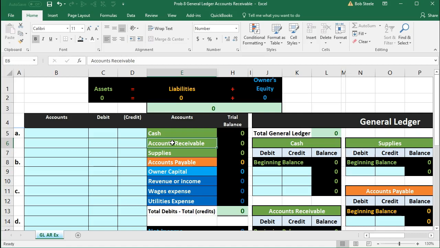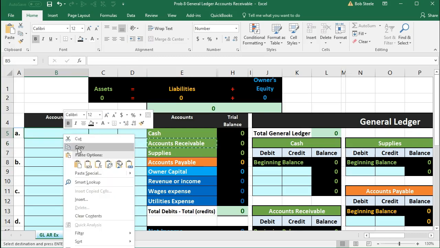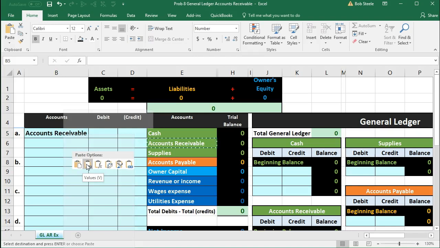Accounts receivable is an asset. Assets have normal debit balances. We're going to make it go up by doing the same thing to it, which is another debit. So I'm going to copy accounts receivable. I'm in cell E6, so I'm going to right click and copy that cell, and paste it into cell B5.